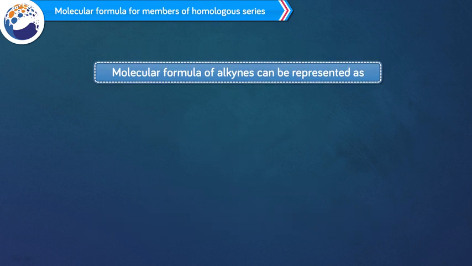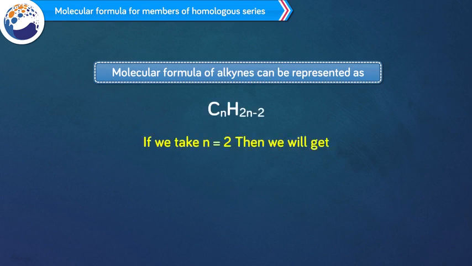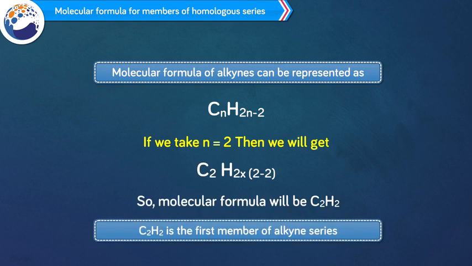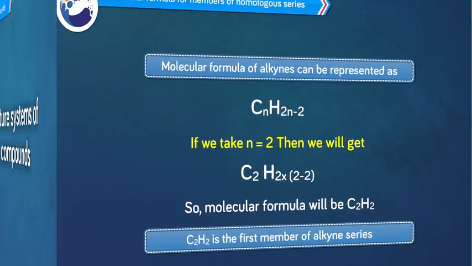Molecular formula of alkynes can be represented as CnH2n-2. If we take n equal to 2, then we will get C2H(2×2-2), so the molecular formula will be C2H2. C2H2 is the first member of the alkyne series.